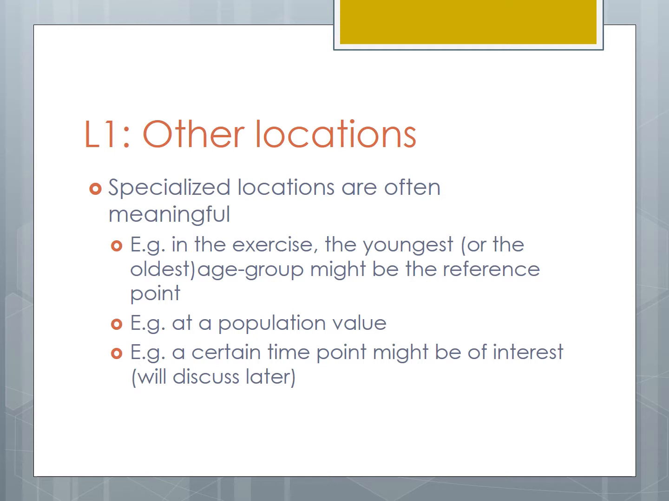It could be at a population value. Remember, going back to my example about body temperature, we might actually want to compare a group of people, let's say, who have the flu, to how far off they are from a healthy body temperature. And then there could be a certain time point, and we will talk about this when we get to the longitudinal models, because there are meaningful ways of centering in terms of time as well.